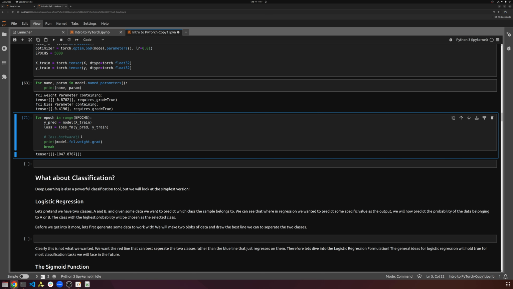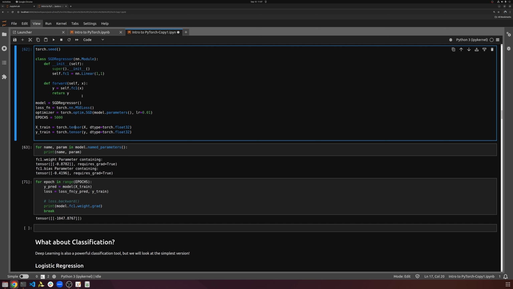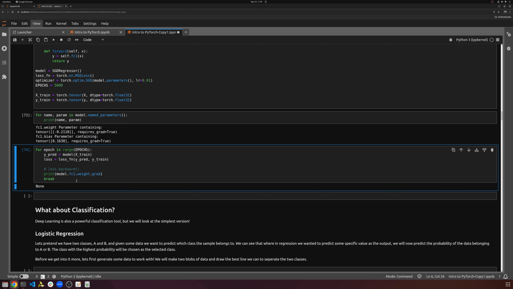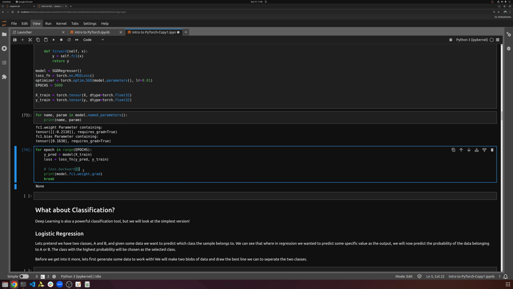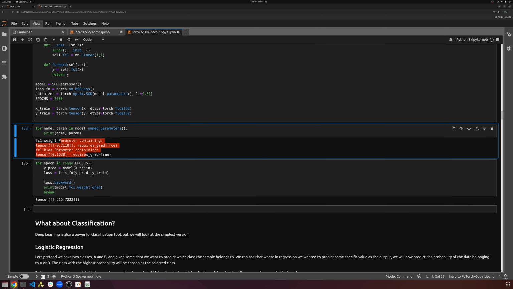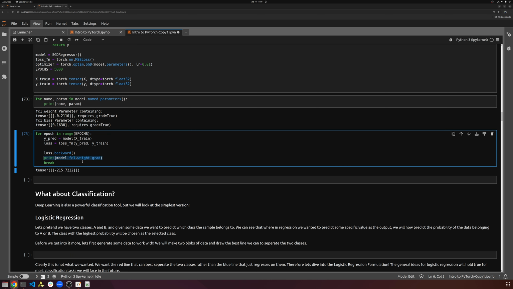If we don't have this, so let's redefine from the top, and you'll see why in just a bit. When we don't have it, it says none, right? By default, the gradient is none. And so we need to compute the backward to actually have a gradient. You can see the number's different because every time I initialize these, everything will change because it's randomly initialized anyway. So there we go.